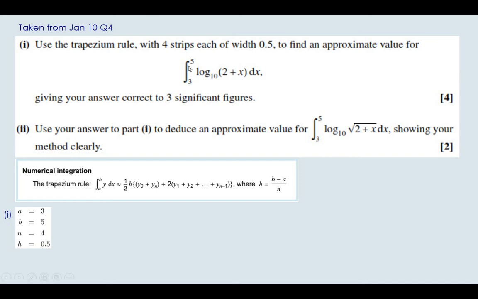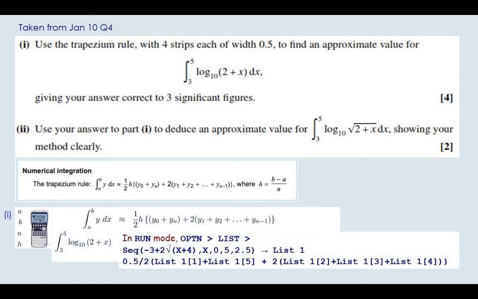I need to know my number of strips, which is 4, and I need to know their width, which I don't need to calculate because I've been told it's 0.5. Now I'm going to quote and substitute into the formula. There we go, there's the quote.